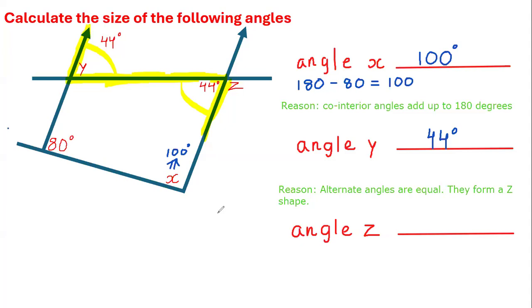Because alternate angles are the same. Because alternate angles are equal. Very good. Very good. Remembering these rules saves everybody a lot of time.